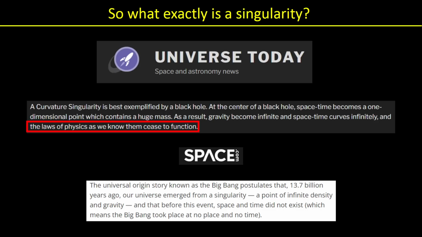Interesting. So basically, scientists are kind of saying the same thing Marvel is, that until we had the Infinity Stones, and therefore when we just had singularities, we didn't have physics. Interesting. So space.com says the universal origin story known as the Big Bang postulates that 13.7 billion years ago, our universe emerged from a singularity, a point of infinite density and gravity, and that before this event, space and time did not exist, which means the Big Bang took place at no place and no time. Wow. That's fascinating, right? No place and no time.